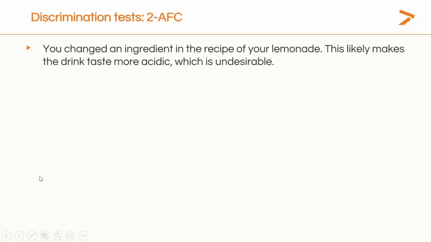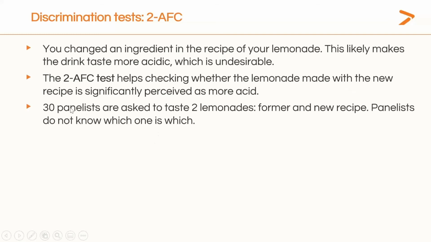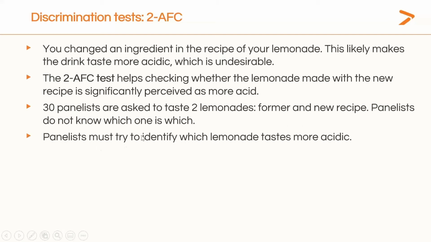So there's an example. You're still a lemonade manufacturer, and you change an ingredient in the recipe of your lemonade. So this likely makes the drink taste a bit more acidic, which is undesirable. The 2AFC test helps checking whether the lemonade made with the new recipe is significantly perceived as more acid. So 30 panelists are asked to taste two lemonades, former and new recipe, and panelists do not know which one is which. And panelists might identify which lemonade tastes more acidic.